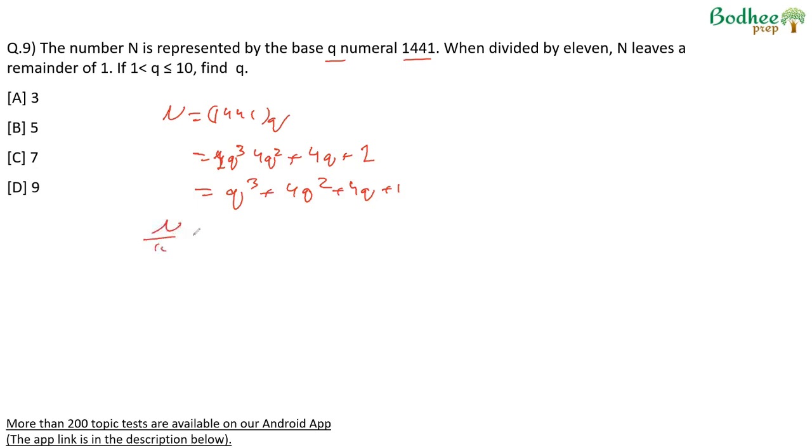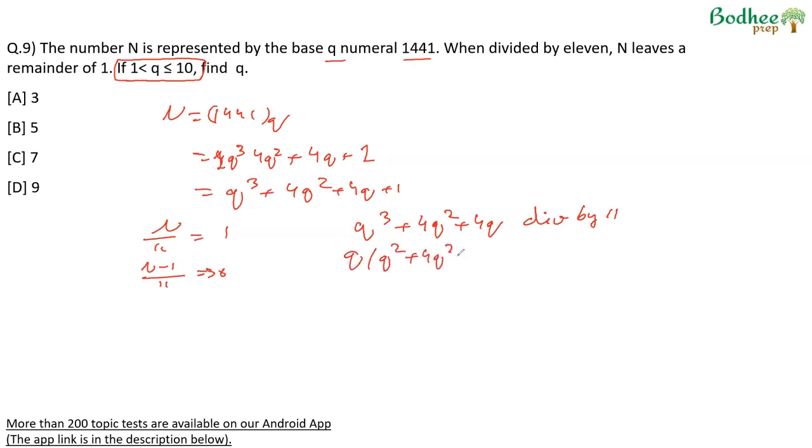So n divided by 11 leaves a remainder of 1. So we can say that n minus 1 is divisible by 11, which means q cube plus 4q square plus 4q should be divisible by 11. Clearly q is not 11, because we want a value of q which lies from 2 to 10. So if we take q common, we get q square plus 4q plus 4. This should be divisible by 11 because q is not.